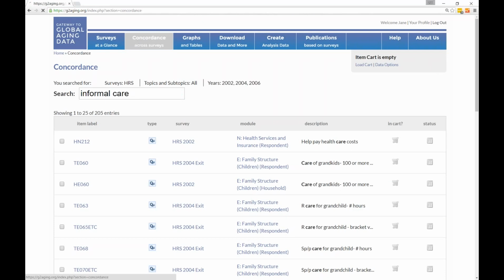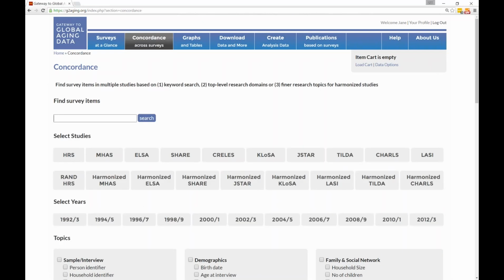Let's go through a couple more examples with the concordance tab. So for instance, we could search for, say, height in Charles. Again, we would see we have Charles. Let's search for Charles 2000. Let's look at the newest data, Charles, the newest survey, Charles 2012.